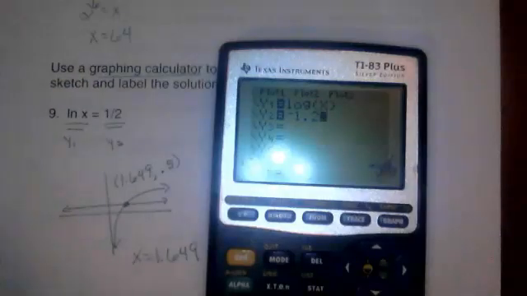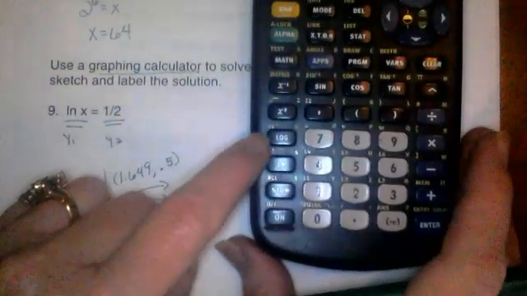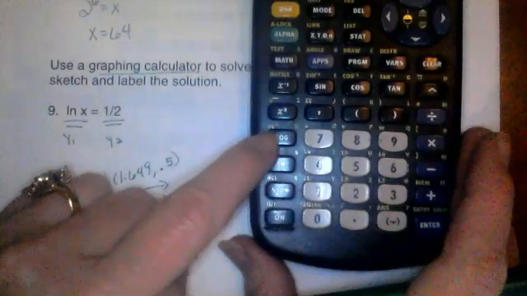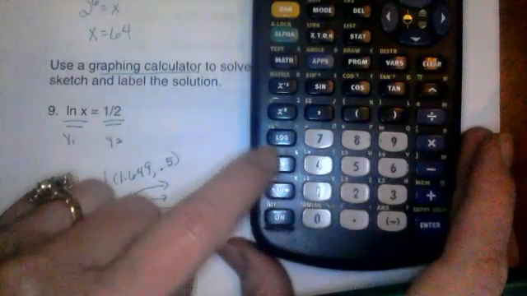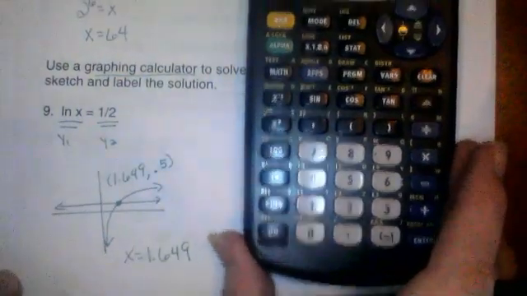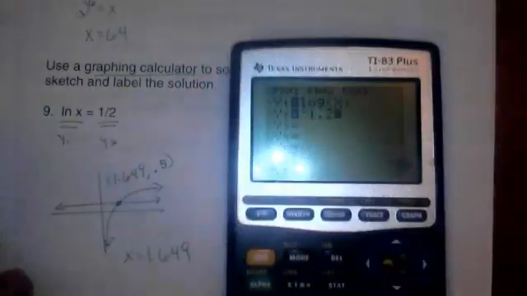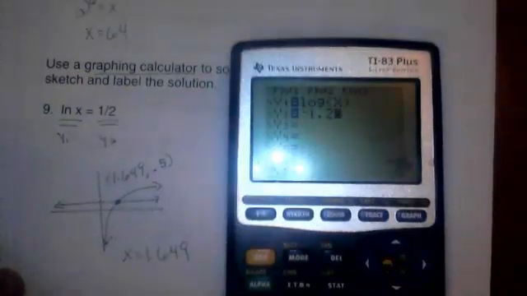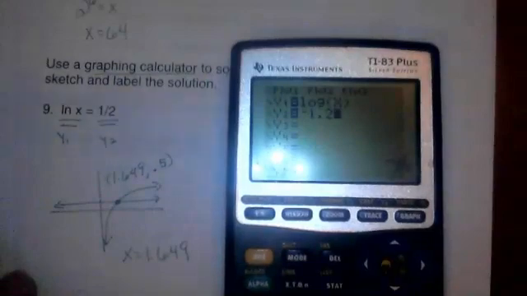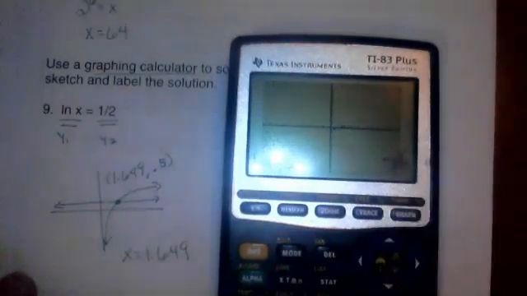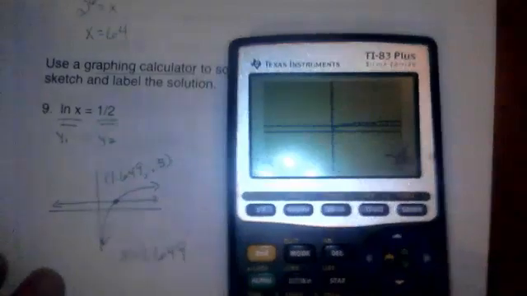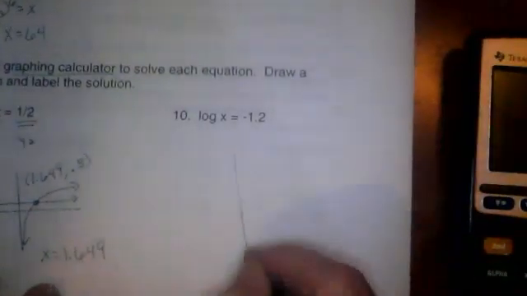All right, so here they are. And also, I guess I should show you on the TI, both the log and the ln keys are down here by your number keys. So if you were having trouble locating them, that's where they are. So we've got log x equals negative 1.2. So let's take a look at the graph. There's our log, there's our negative 1.2. So we're going to sketch that.